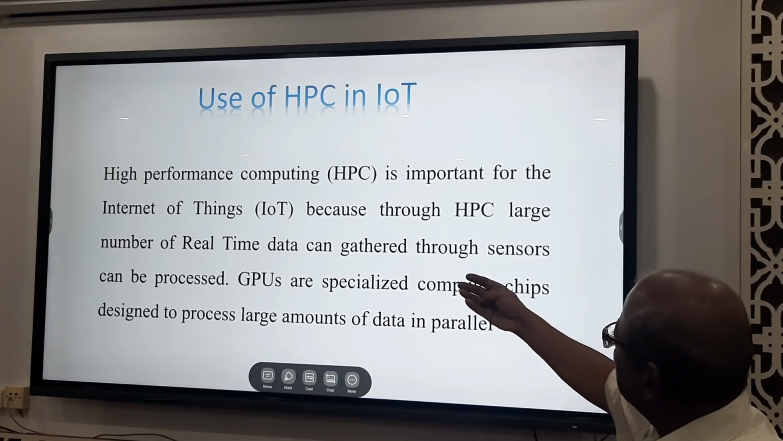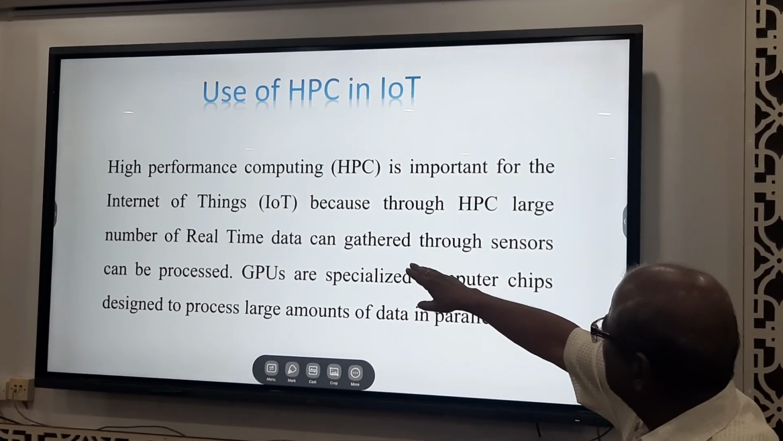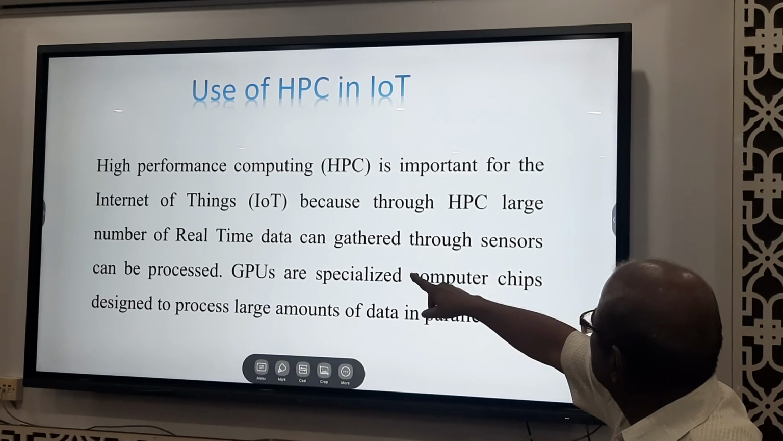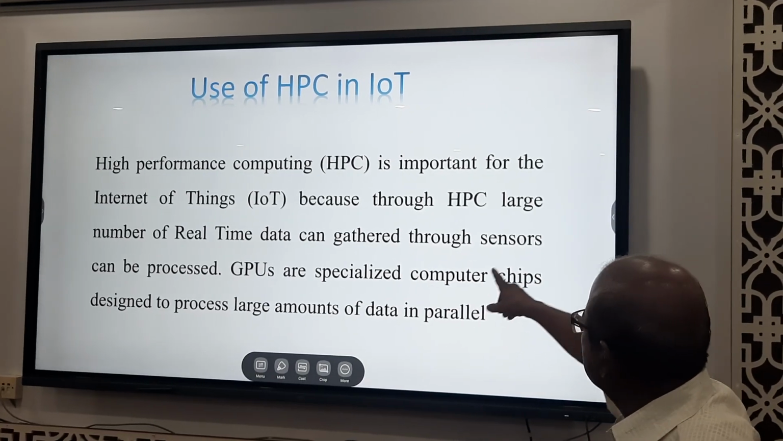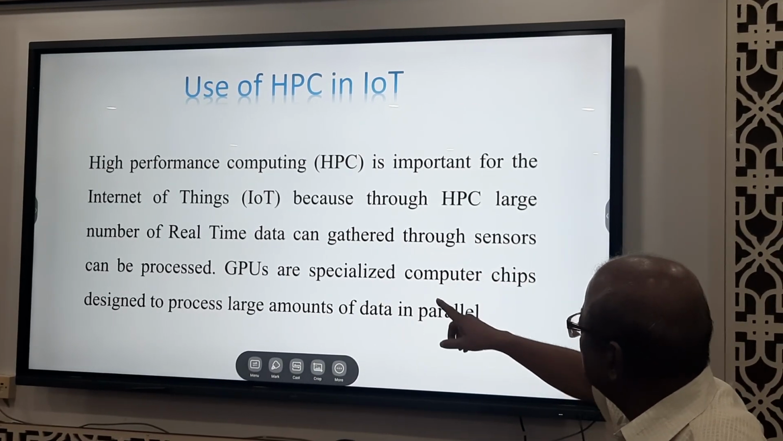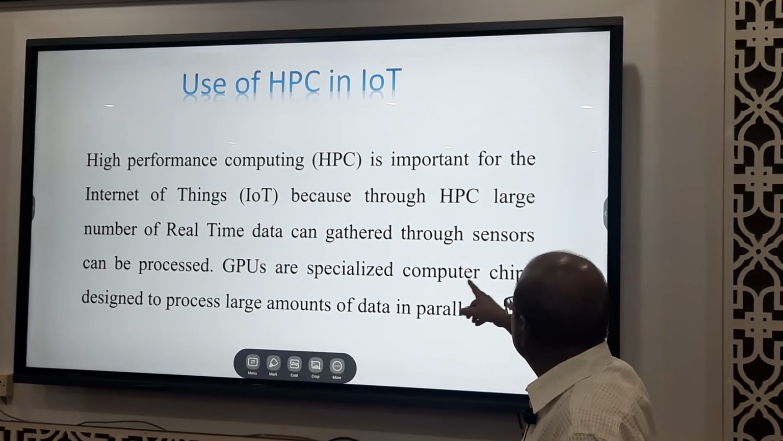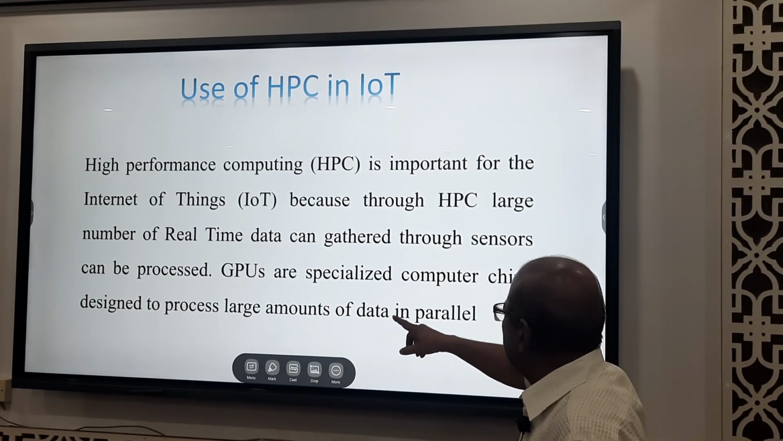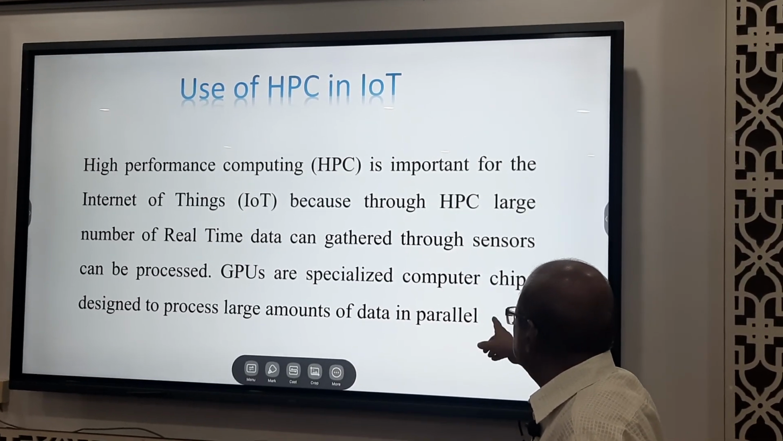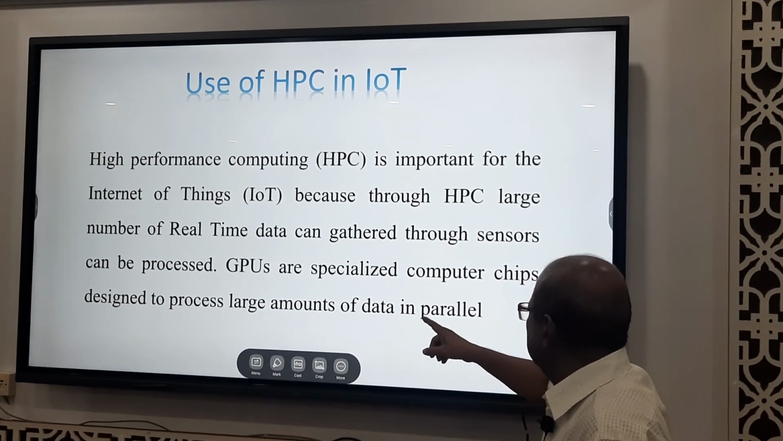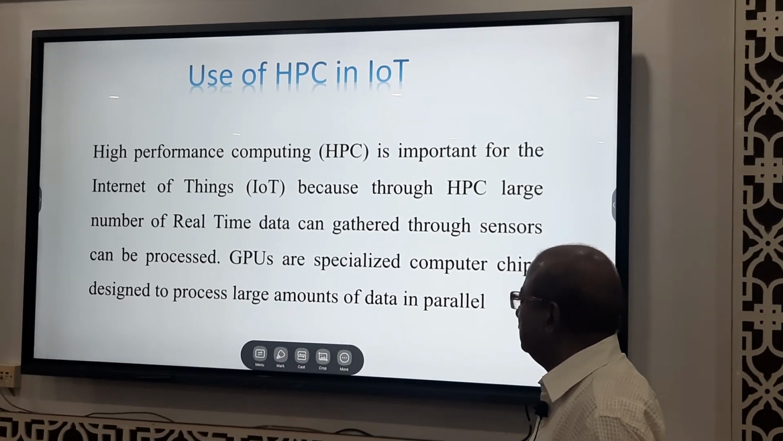So as I told earlier, the same thing is written here. High performance computing is important for the Internet of Things, because through HPC a large number of real time data can be gathered through sensors and can be processed. GPUs are specialized computer chips designed to process large amounts of data in parallel.